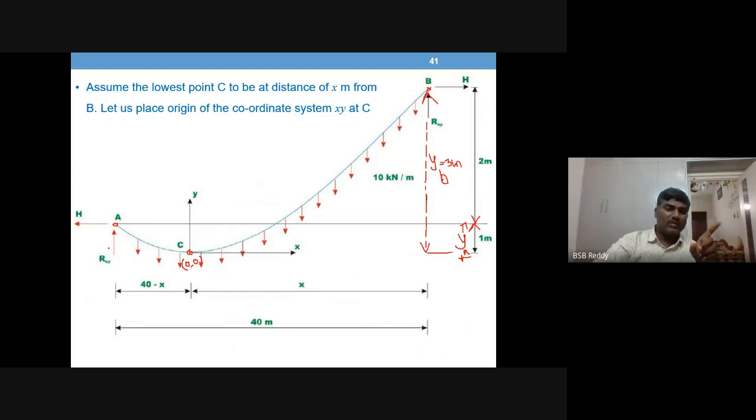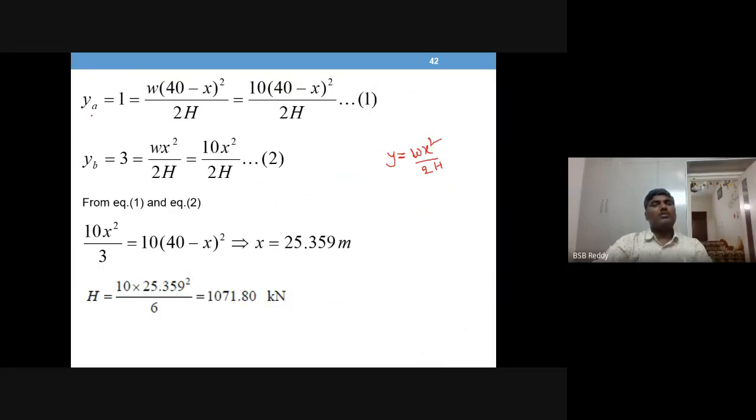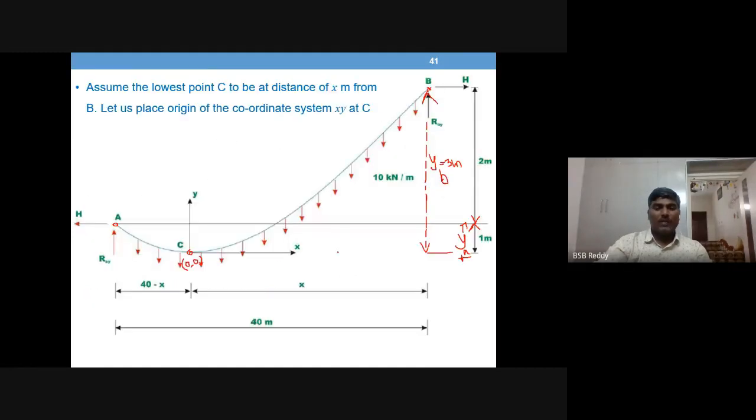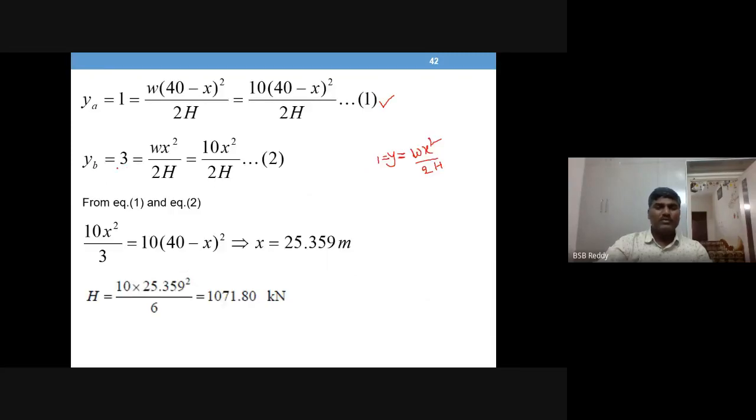Okay, so to the left, 40 minus x is the x coordinate. What is the y coordinate? 1 meter. So that we are using. So y is equal to 1. Substitute y is equal to 1 and x is equal to 40 minus x. Okay, that gives you equation 1. Similarly, with origin at 0, 0, the x coordinate of B is x. What is the y coordinate of B? 3 meters. So coordinates of B are x, 3. So substitute y is equal to 3 and x is again x only. So this is the second equation.